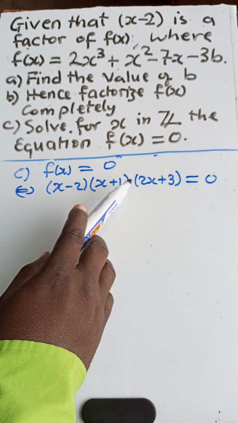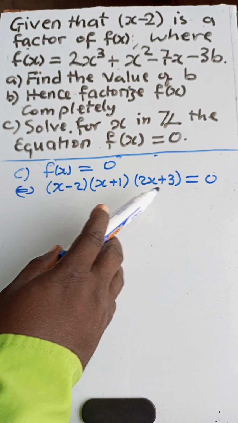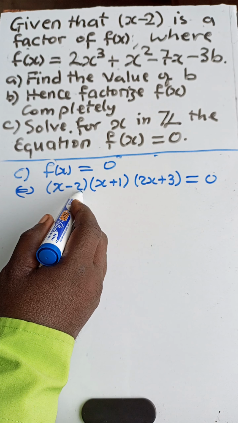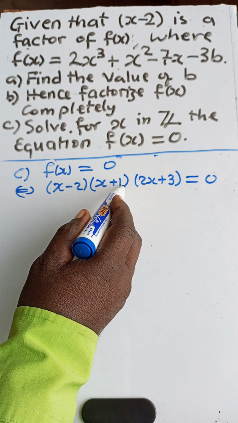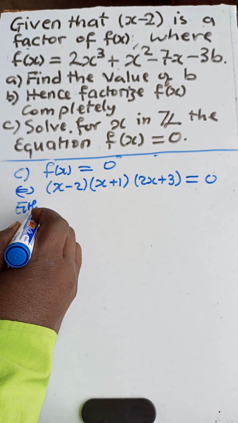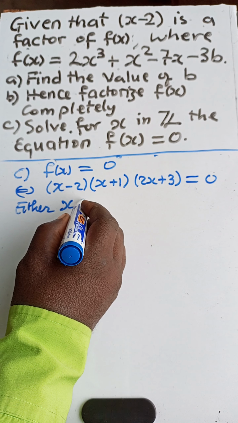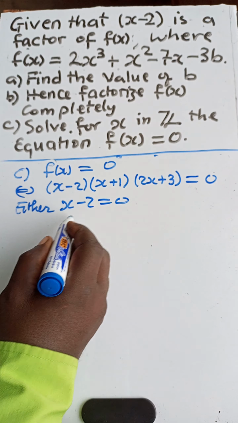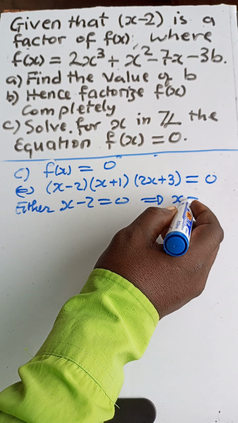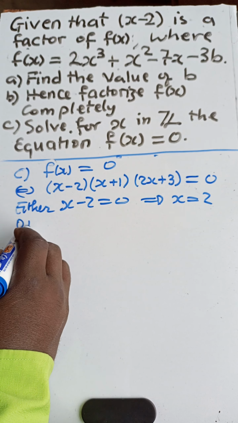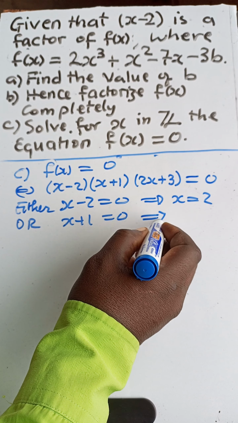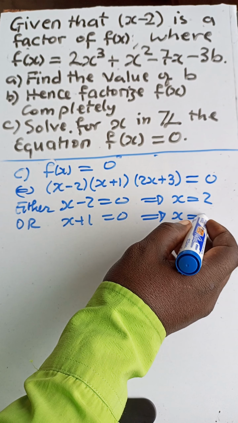We have the product of 3 linear factors giving us 0. That means that what? Either this linear factor is 0, or this is 0, or this is 0. So either x minus 2 is 0, all right? If x minus 2 is 0, that implies that x is equal to 2. Or x plus 1 is 0. If x plus 1 is 0, that implies that x is equal to negative 1.